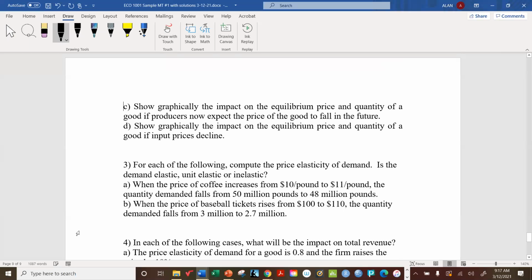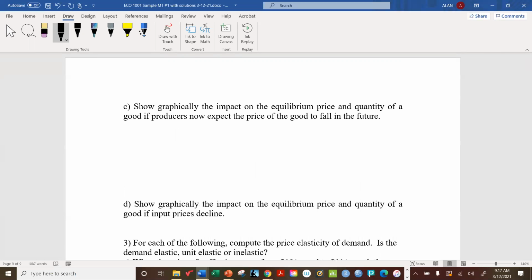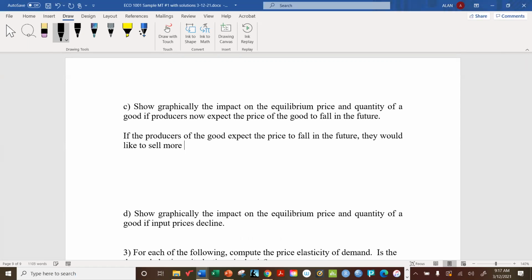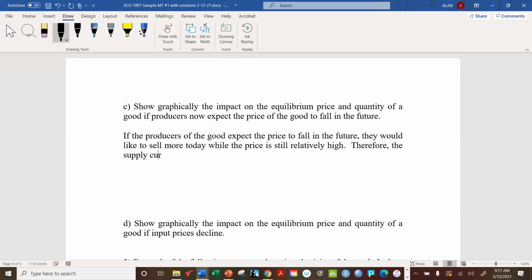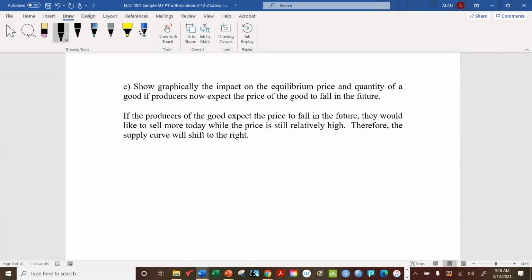Now, how about this one? This is now the perspective of the producer. So automatically we know that this has something to do with the supply curve. So if the producer of the good expects the price to fall in the future, they would like to sell more today while the price is still relatively high. Therefore, the supply curve will shift to the right. Okay, so now again, you didn't have to do that. I just wanted you to see the reasoning behind a shift to the right of the supply curve.